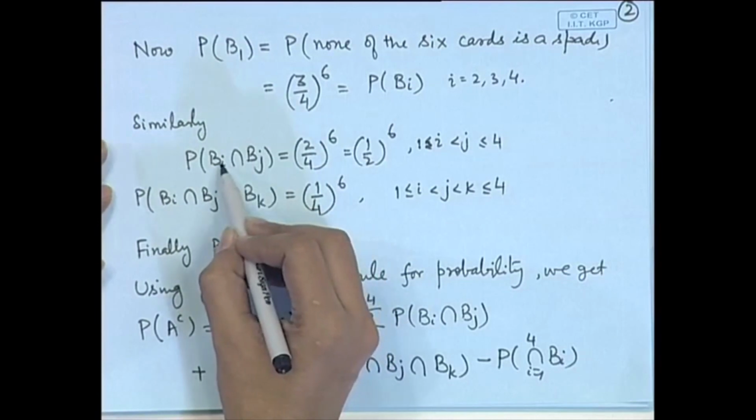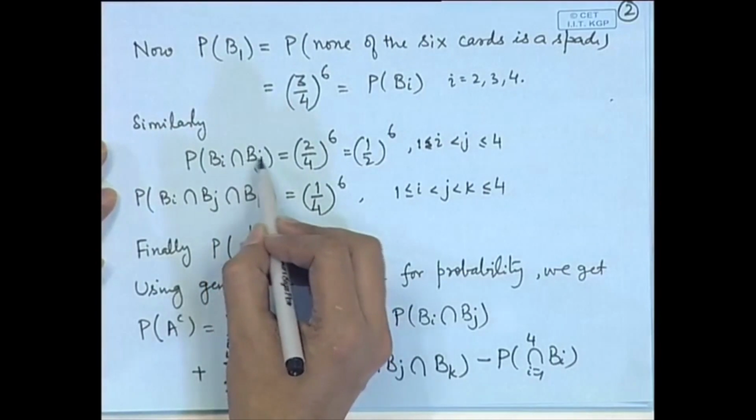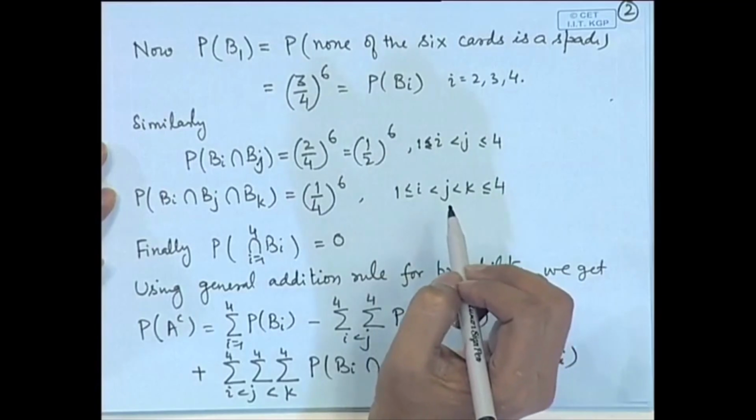So, for all the combinations of spade-heart, spade-club, spade-diamond, heart-club, and diamond-heart, this probability of B_i intersection B_j is half to the power 6.